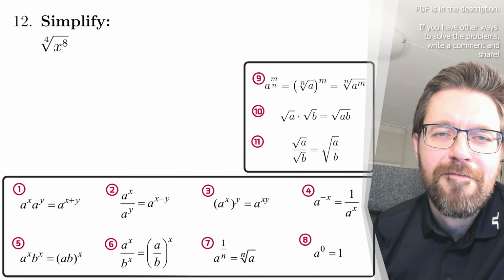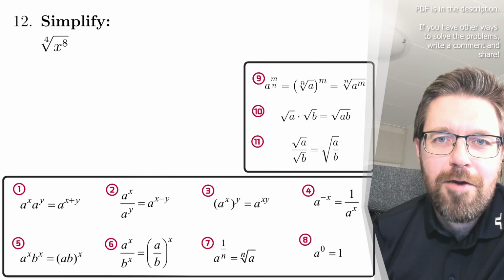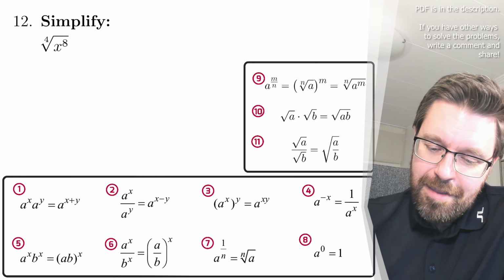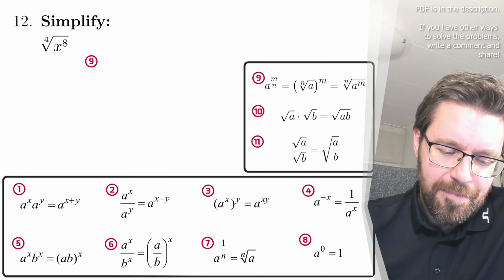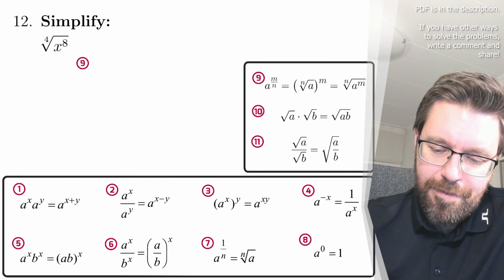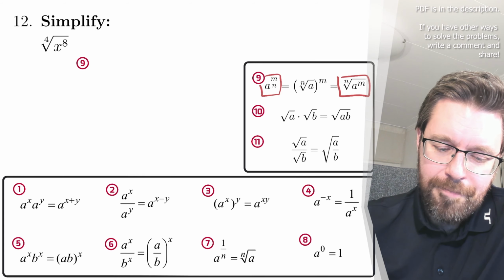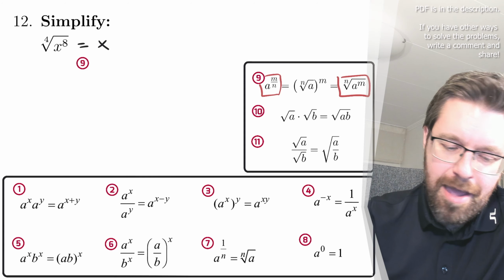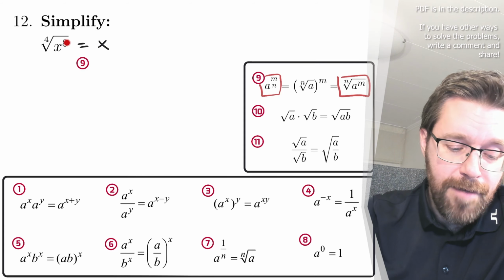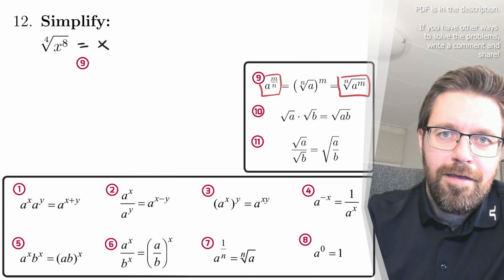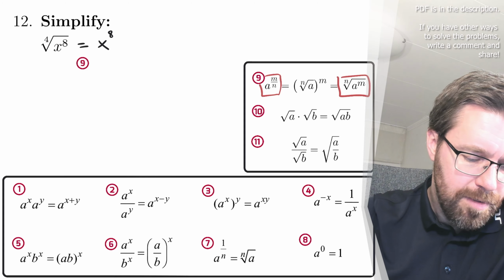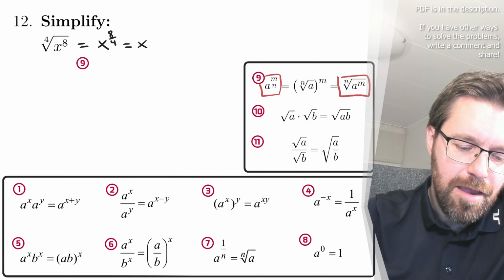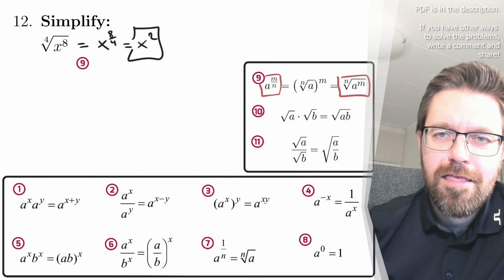Number 12, simplify the fourth root of x raised to 8. And we have done things like this before. This is rule number 9, from right to left. And we can do it at once. We take the base, raise it to the exponent here, divided by the number for the root. So 8 divided by 4. And then it will be x raised to 2. And this is the answer.